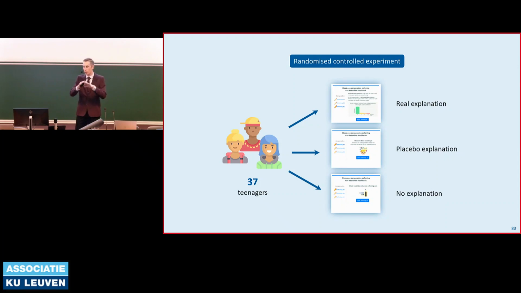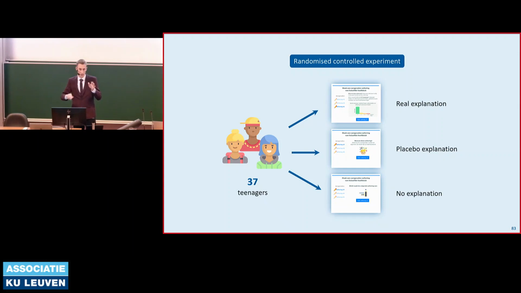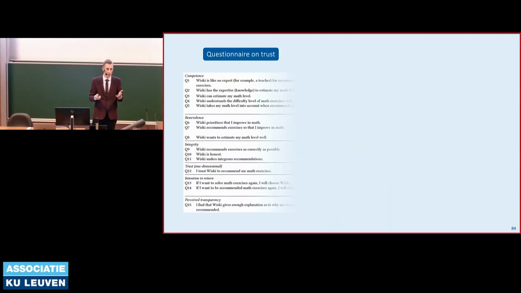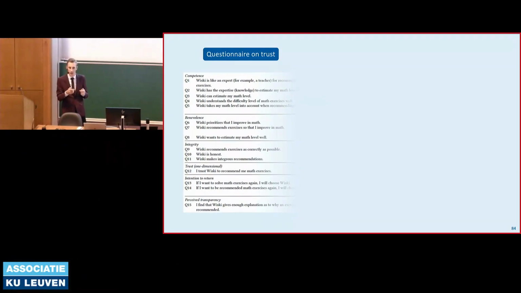And so we have these 37 teenagers who participated in our experiments. We just put them in one of these groups randomly, right? That's what a randomized control experiment is. So this means teenagers were using our platform, and then they saw one of these 3 things, and then in the end, we asked them a questionnaire about trust. Again, you don't have to read everything here. I just wanted to show you this because measuring trust is very complicated, and we did this in different ways.